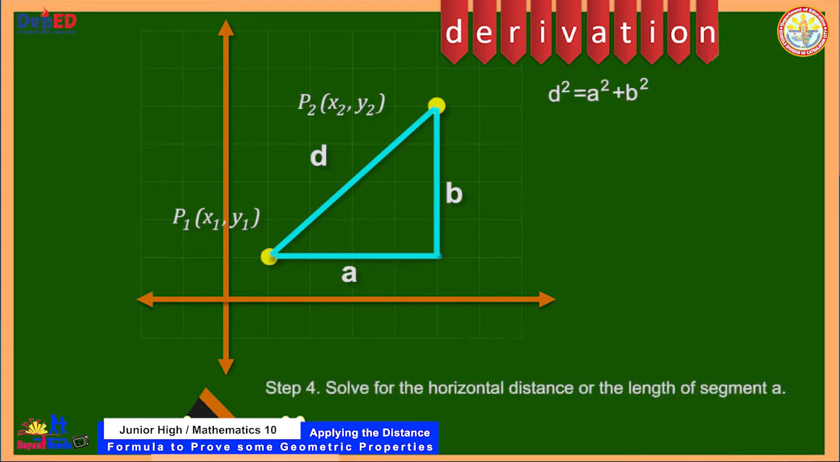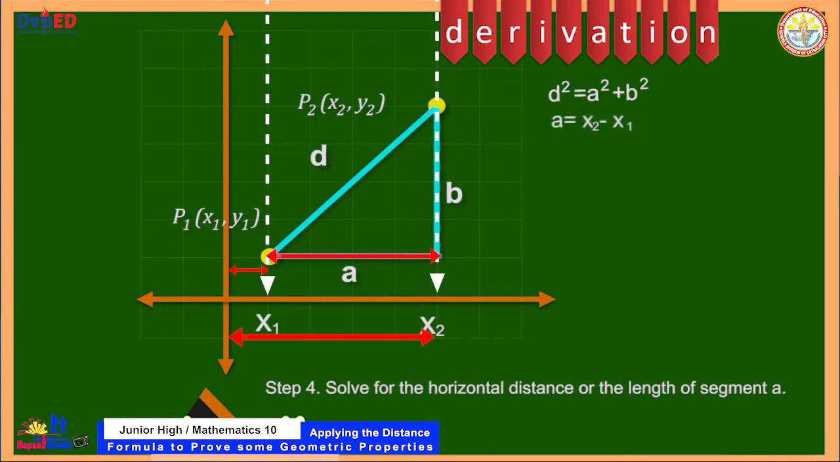Step 4. Solve for the horizontal distance, or the length of segment a. Basically, since the two lines are parallel to the y-axis, everything that falls on this line is equal to x sub 1, while everything that falls on this line is equal to x sub 2. Therefore, to get the length of segment a, we need to subtract x sub 1 from x sub 2. In symbols, we have a is equal to x sub 2 minus x sub 1.